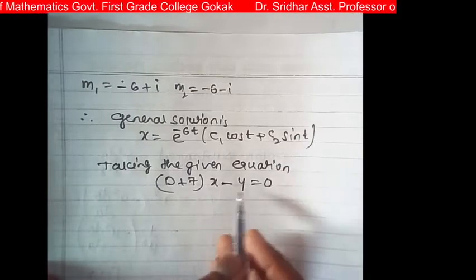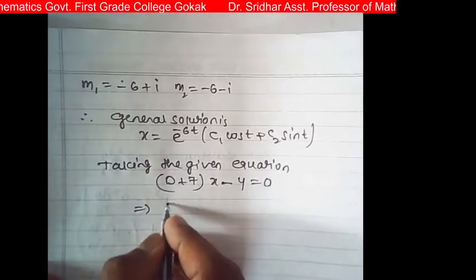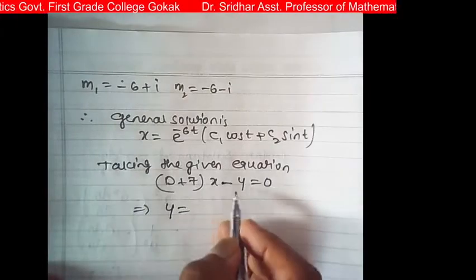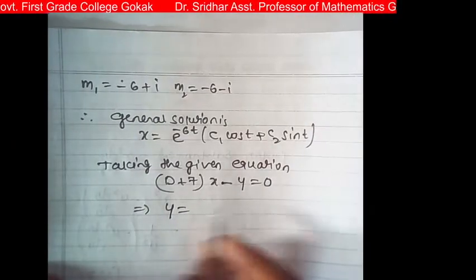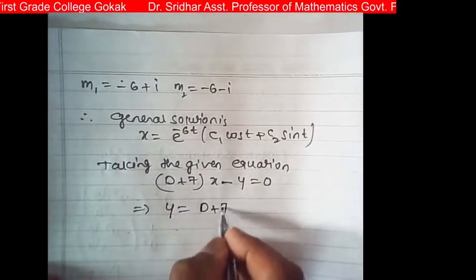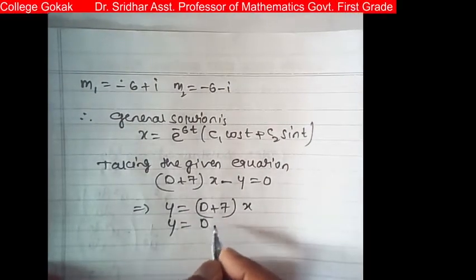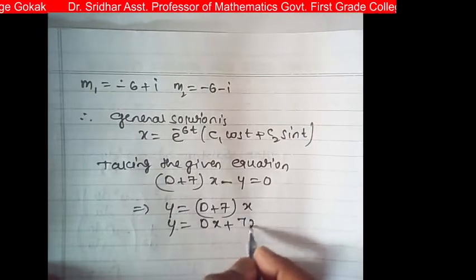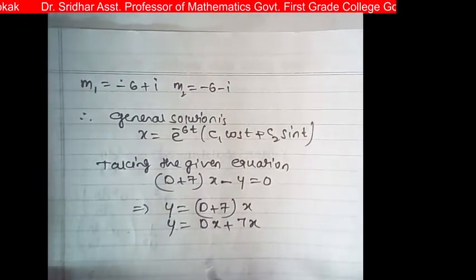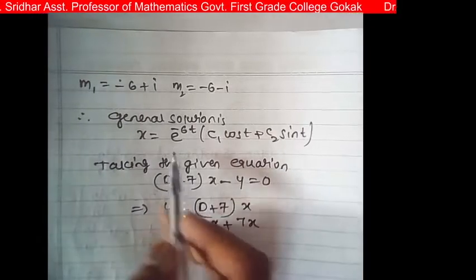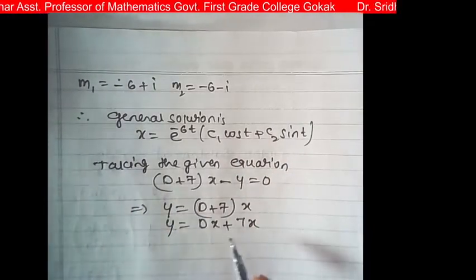Now from this equation, y is what? This implies y is equal to, sending y to that side, y is equal to D plus 7 into x, or y is equal to Dx plus 7x. Correct? Okay, so now we got the value of x. This is x. Now substituting x in this equation, that's all.